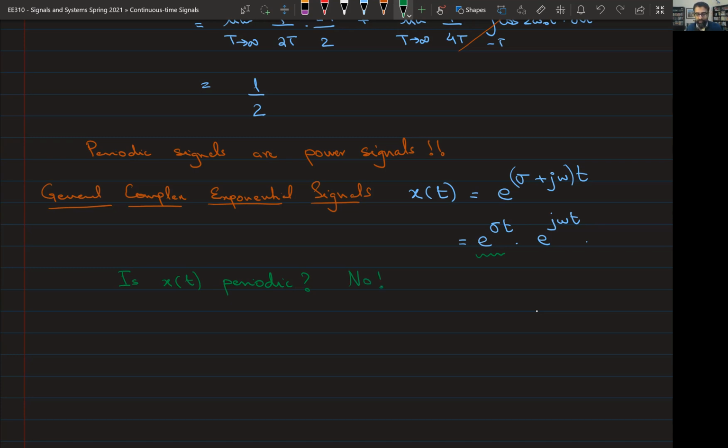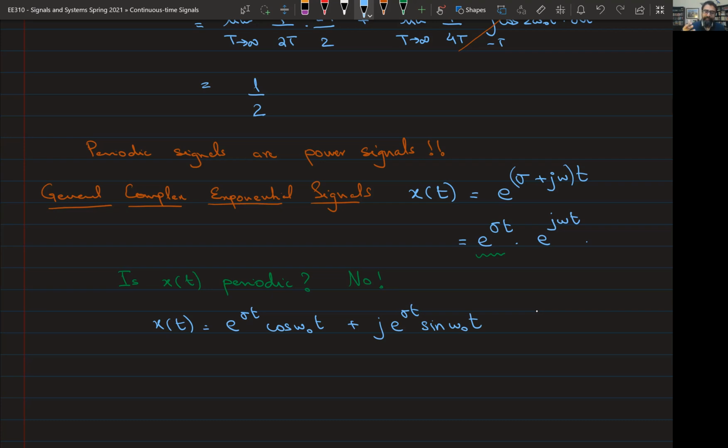But if you were to plot this out, x of t would look like e raised to power sigma t cosine omega naught t, and once again, this is an application of Euler's identity, plus j times e raised to power sigma t sine omega naught t. So this is now a decaying sinusoid in the real domain and a decaying sinusoid in the imaginary domain, or a growing sinusoid in the real domain and a growing sinusoid in the imaginary domain, depending on whether sigma is positive or negative.